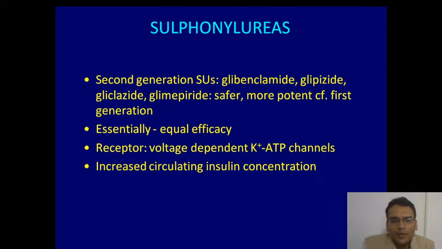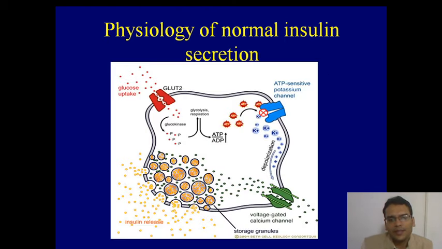So coming on to sulfonylureas, the most commonly used sulfonylureas these days are second generation. The first generation sulfonylureas are not used these days, and the second generation include drugs like glibenclamide, glipizide, gliclazide, and glimepiride. These are more potent compared to first generation agents, and they are safer. Essentially, the efficacy amongst various drugs is almost equal, so there is no gross difference in efficacy between these agents. And how do these act? I will come to this diagram.